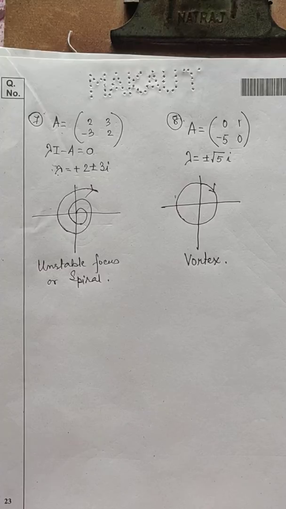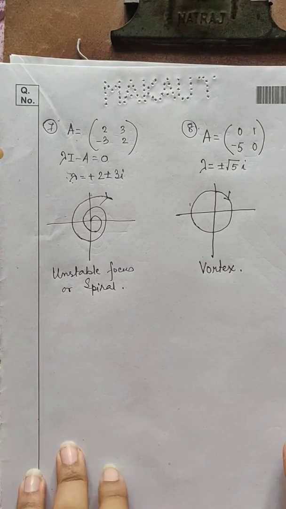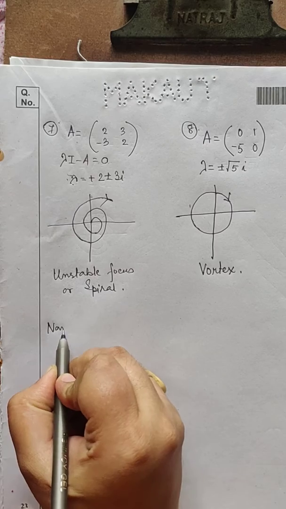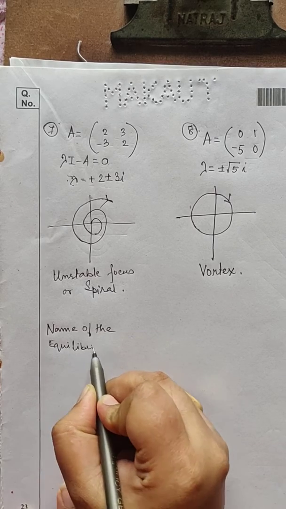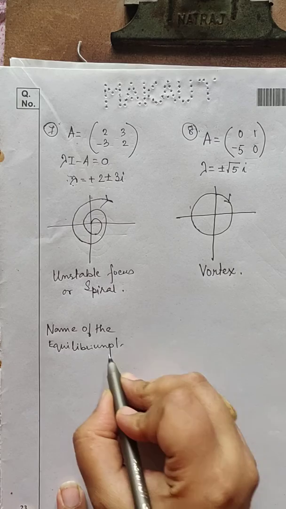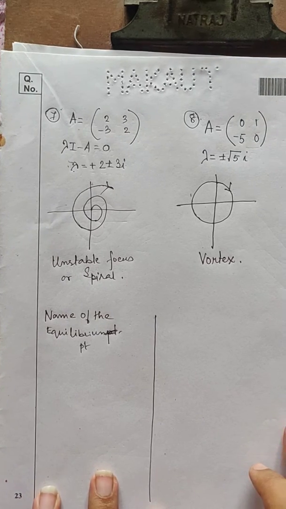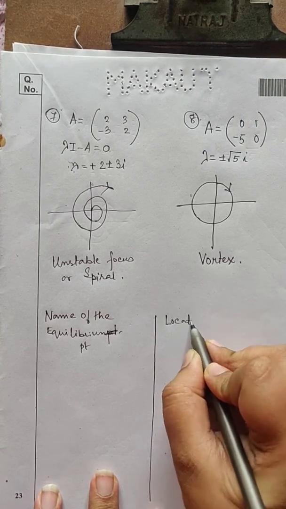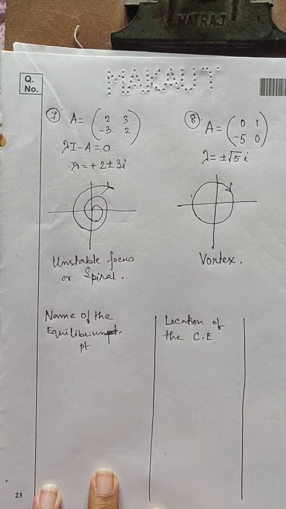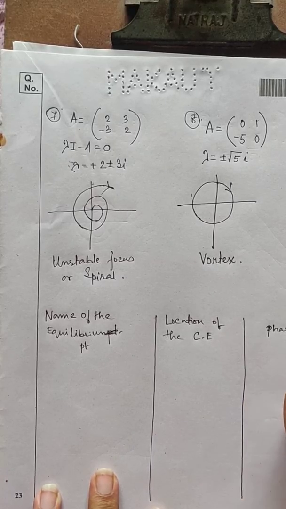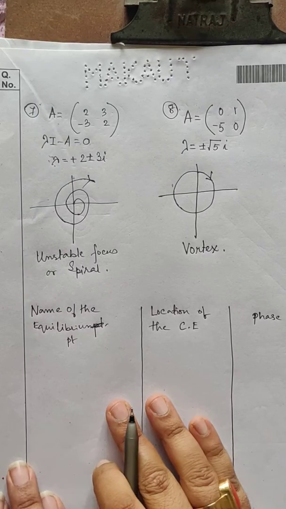Now, if we sum up the entire portions together, whatever we have taught in the entire video, we can write it in the form of a table: name of the equilibrium point, location of the characteristic equation roots, and lastly the phase portrait.